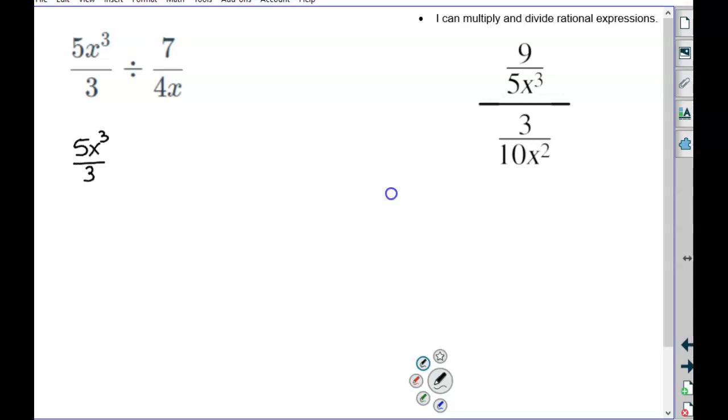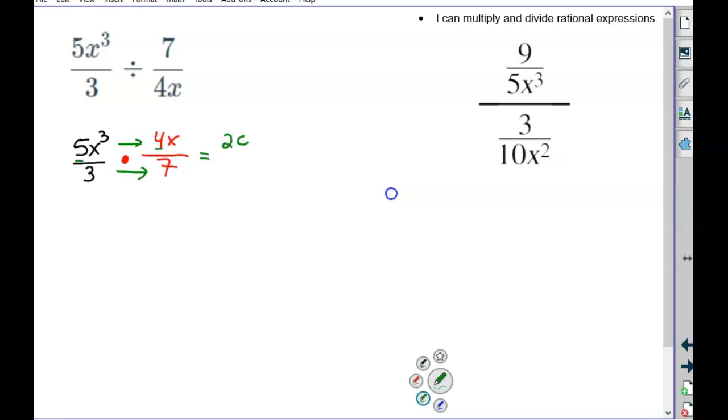So when we multiply, we keep the first one, change this to multiply by the reciprocal. And then in this case, I don't have any common factors on top or on bottom. Nothing reduces out, which will happen sometimes. So what we do now is we just multiply straight across.